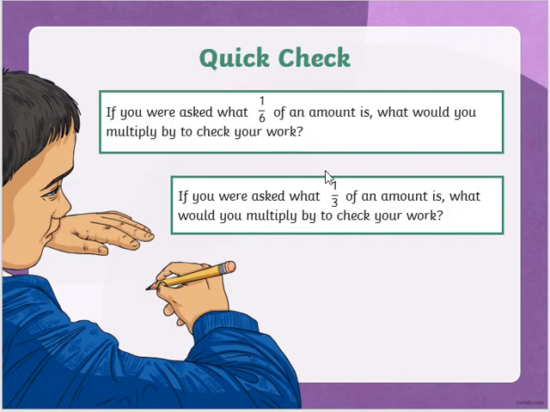So if you were asked to find 1/6 of an amount, what would you multiply by to check your work? If you said 6, the answer is correct. If you were asked what 1/3 of an amount is, what would you multiply by to check your work? The answer would be 3.